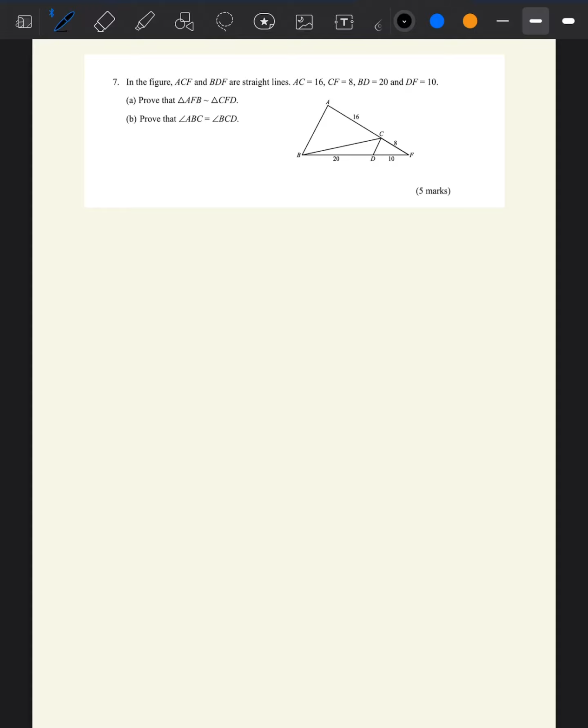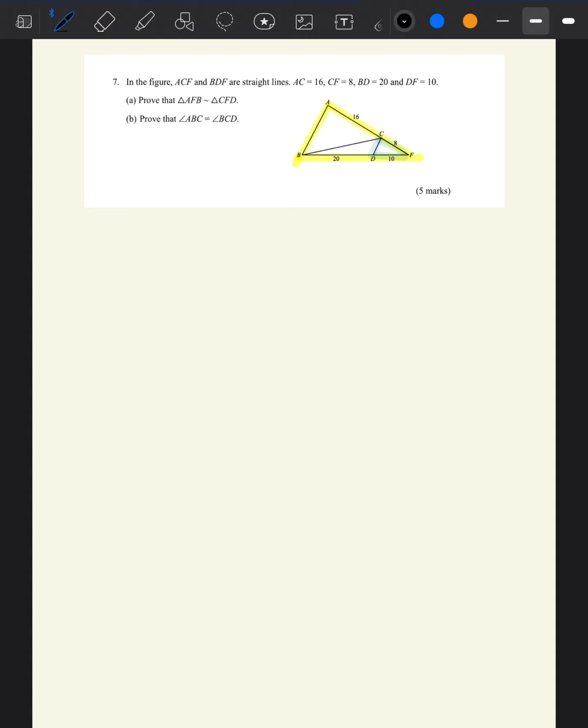So part A, they ask you to prove that AFB and CFD are similar. So let's look at it. AFB, and then CFD. In order to prove that they are similar triangles, you only have AAA, three sides proportional, ratio of two sides include the angle. By looking at it, you don't have all three lengths. You don't have AB, you don't have CD. So therefore, you only have two sides.